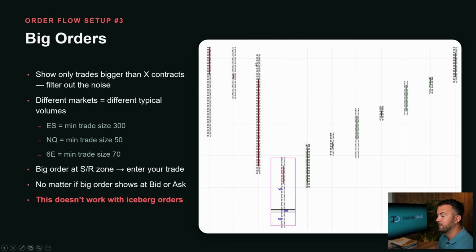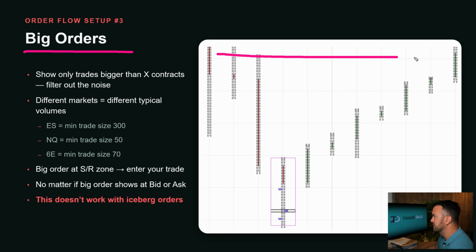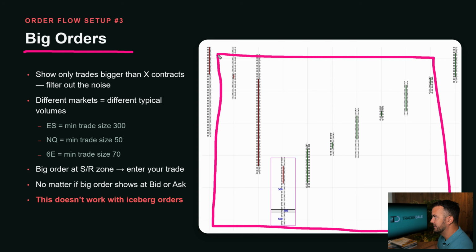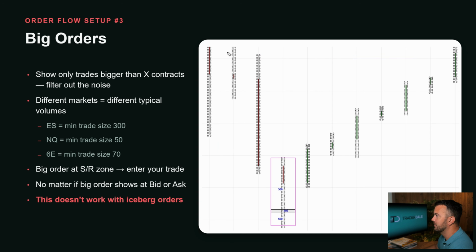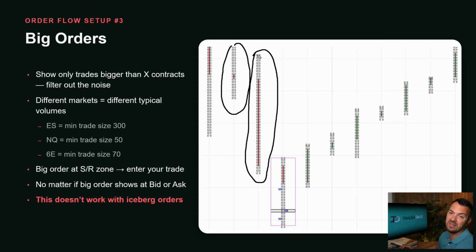So that's the delta. Now let's talk about the third setup to confirm your trade, and that's big orders. The way I use this is that I use a layout like this. As you can see, the footprints have zeros in them. Most of the footprints have just zeros. That doesn't mean that nobody was trading it, but I'm using a filter. It filters out the noise. It filters out the small orders and only shows the big orders. See? The big orders.